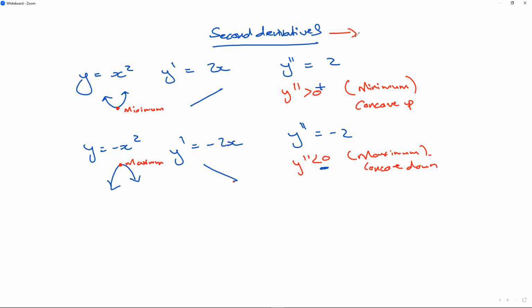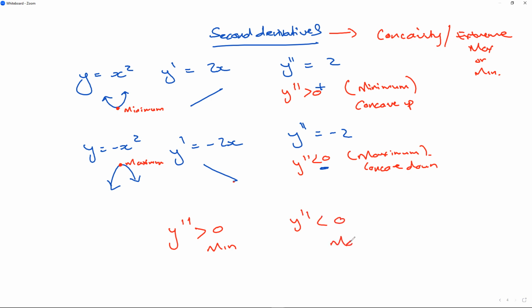So second derivatives can give us the concavity, and it can also decide what are the extrema or extreme points. Are they maximums or minimums? And by rule, second derivative greater than 0 implies minimum, which is like the opposite. Second derivative less than 0 implies that a maximum exists at that point.